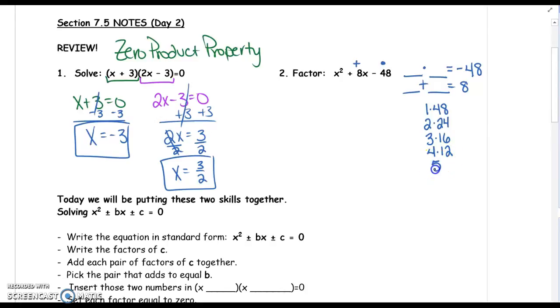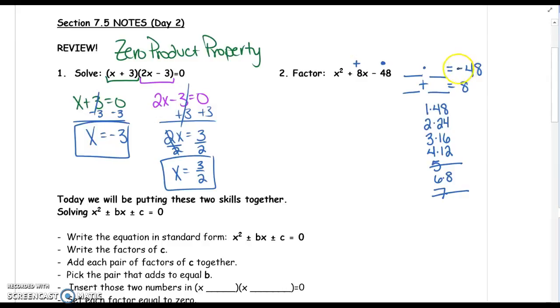48 divided by 5, we get a decimal, so that doesn't work. 48 divided by 6 is 8. 48 divided by 7, we get a decimal, so that one's out. And then 48 divided by 8 is 6. That one's already up there, so now we know that our list is complete. Once you have these pairs of numbers listed here, now the trick is figuring out how to get 8.